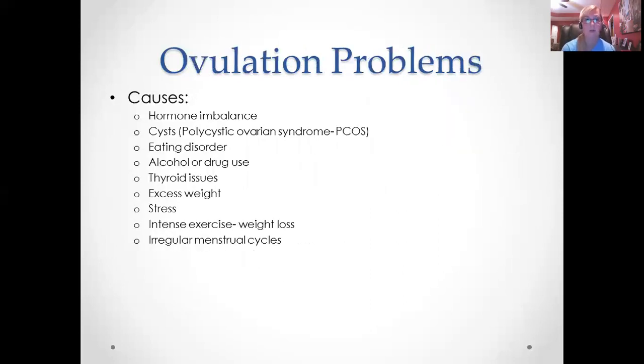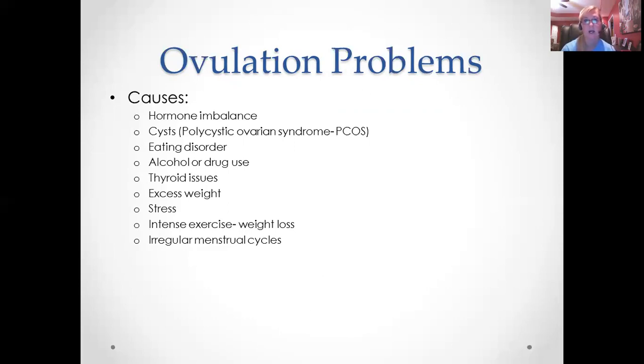So ovulation problems, some of the causes to those are hormone imbalance, cysts, polycystic ovarian syndrome. So both of those, I have the hormone imbalance as well as the cysts. So my issues kind of started with the ovulation problems. Eating disorders can cause ovulation problems, alcohol or drug use, thyroid issues. I know personally one of the first things they tested for was thyroid issues within me. Thankfully, that was not the case.